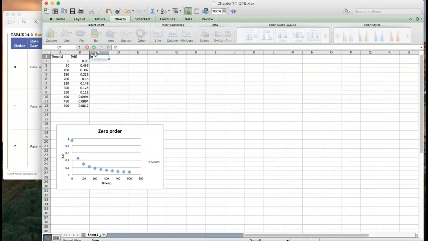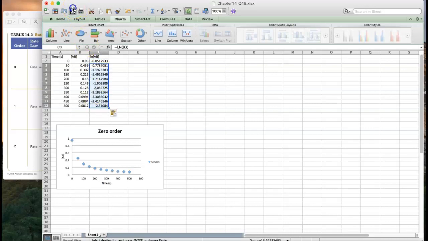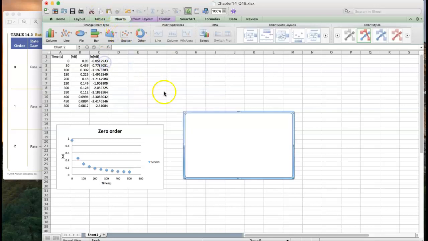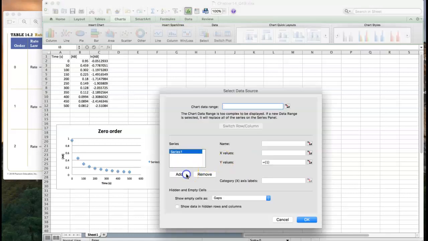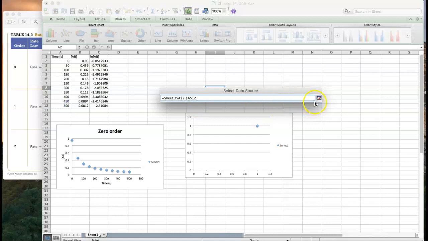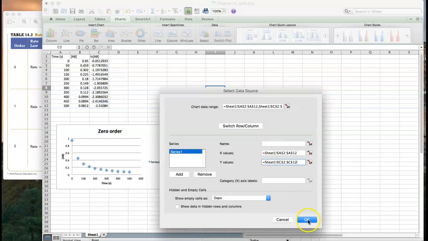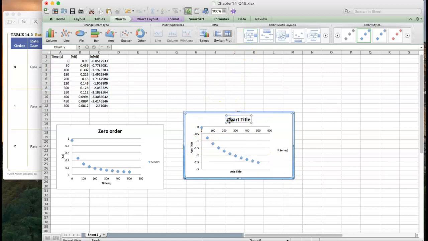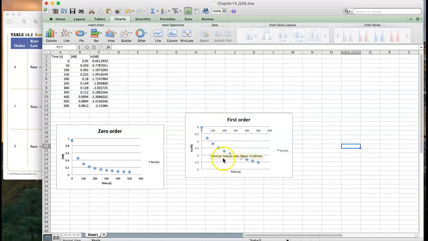So I'm going to create a new column, natural log of AB, and I'm going to say equals the natural log of AB right there. I'm going to copy and paste it to fill the rest of the cells. There we go. I'm going to insert another XY scatter. I'm going to right click, select data, add a series, X values time, Y values natural log of the concentration of AB, and okay. I'm going to label it so I know what I'm looking at when I'm comparing at the end. Natural log of AB on the y-axis, time on the x-axis. This also does not follow first order kinetics because it's not a straight line.